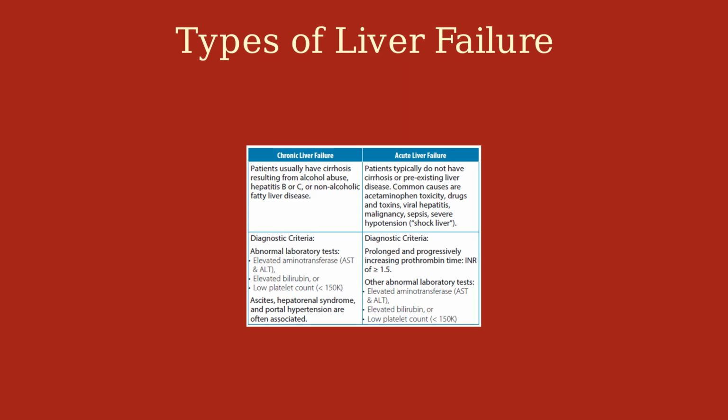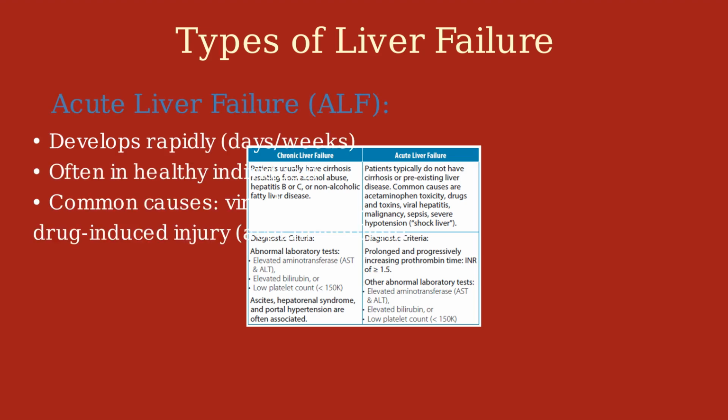Acute liver failure develops rapidly, often within days or weeks, typically in individuals without pre-existing liver disease. Chronic liver failure develops gradually over months or years, usually due to long-term damage resulting in cirrhosis. Acute liver failure develops rapidly, often due to viral infections like hepatitis or drug-induced liver injury, particularly acetaminophen overdose. It typically occurs in individuals without previous liver problems.